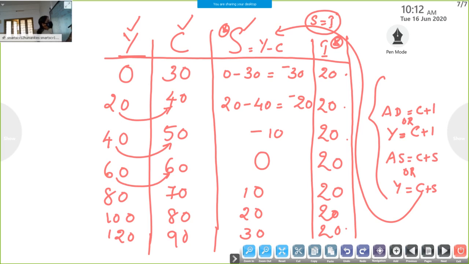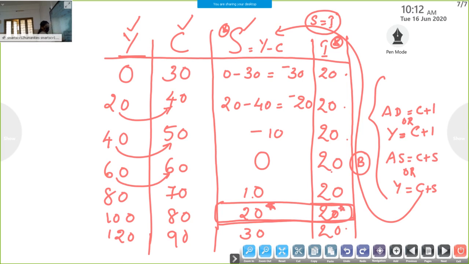Here saving is equal to 0, that is the break even point. Now saving is equal to 0, then investment is 20, which means saving is less than investment. Here also saving is less than investment. What is happening here? At this point, the economy is in equilibrium. That is, saving is equal to investment.